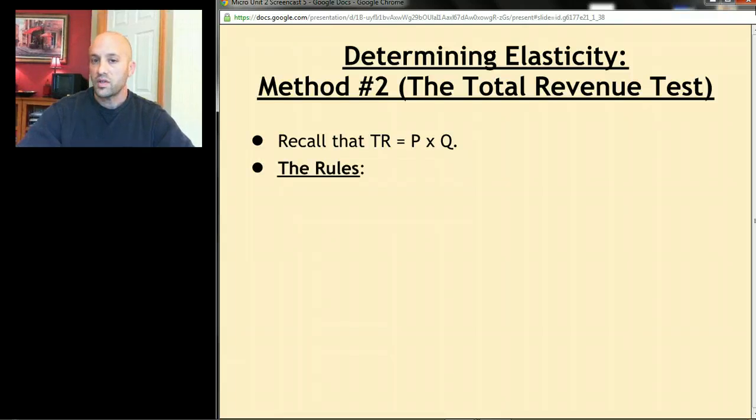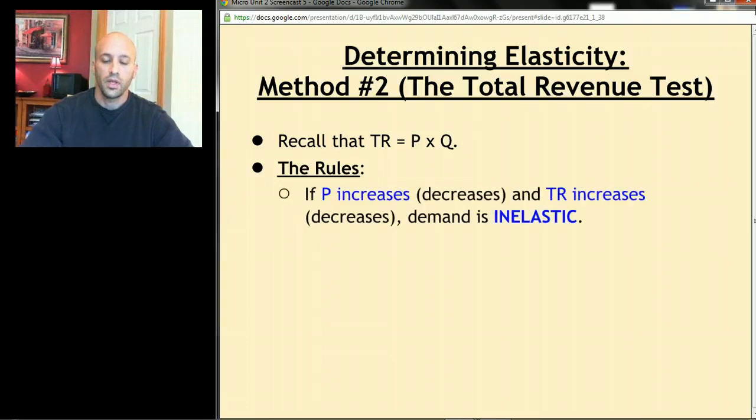So you're going to have to memorize a couple of rules here, and if you memorize these rules, you'll be able to figure out any kind of total revenue test elasticity question. Here are the rules. If P goes in one direction, in other words, if P, for example, increases, and we find that total revenue also increases, we know that demand is inelastic. In other words, if price and total revenue move in the same direction, the demand for the good is inelastic.